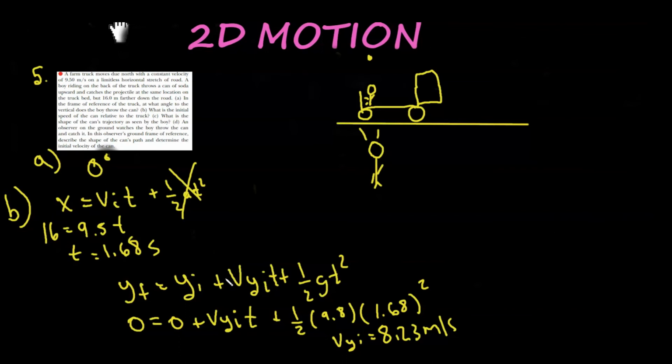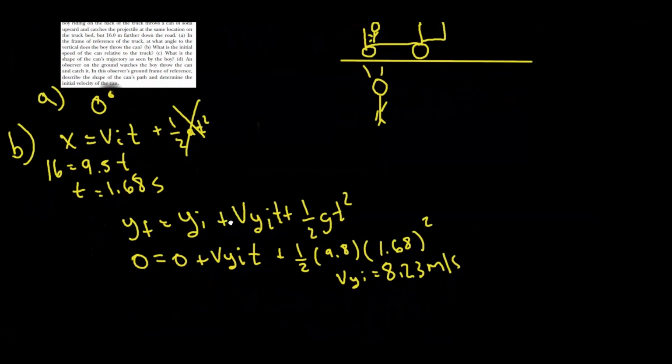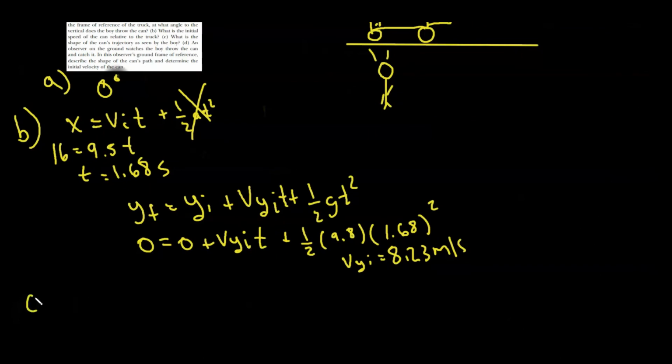It says, what is the shape of the can's trajectory as seen by the boy? So imagine you're on the truck and your truck is moving and you shoot the can up in the air, all you're going to see is it going up and down, right? You're not going to see any curve or anything. To you, it's just going to look like it's traveling from your hands up, up, and down, right? So that's the trajectory of the ball as seen by you.